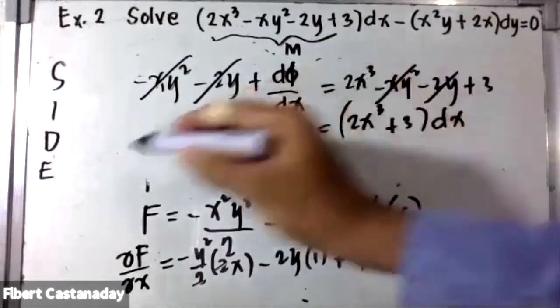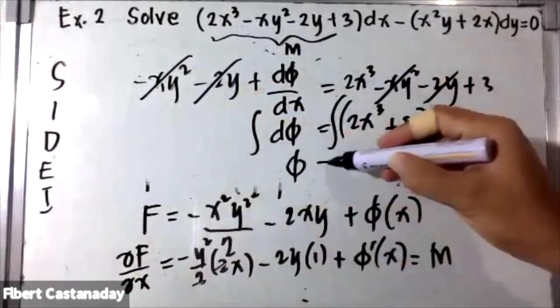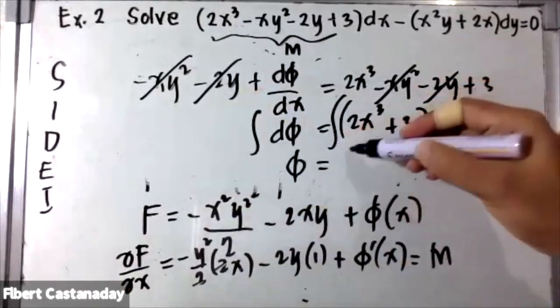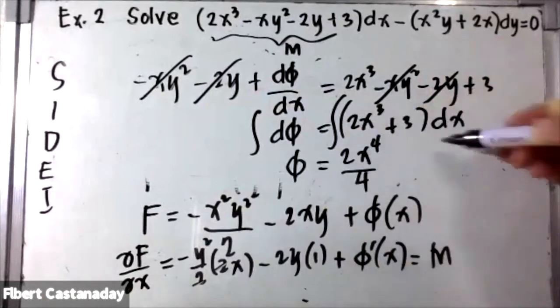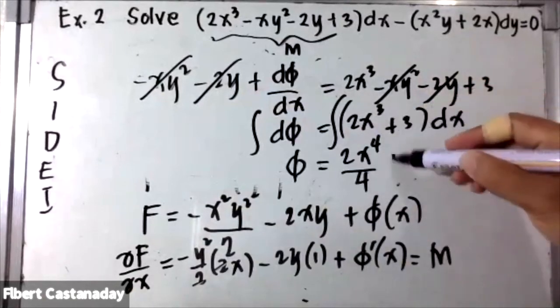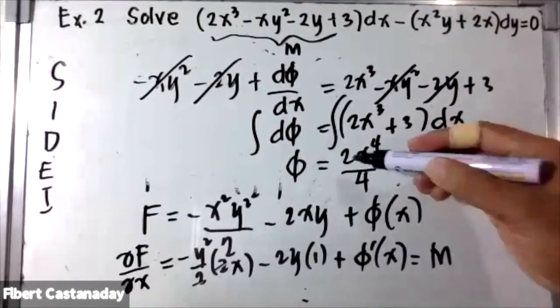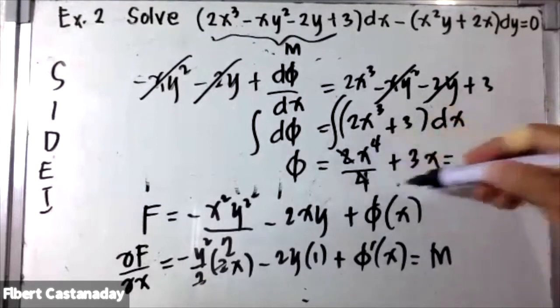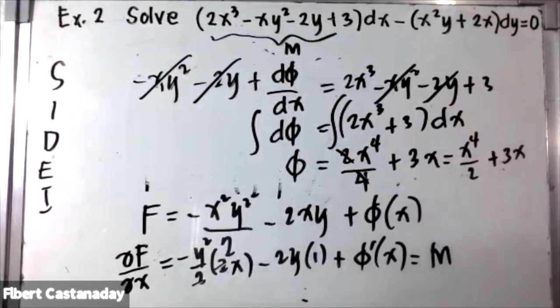And then we integrate both sides of the equation. It will give us the value of phi, which is, first term, 2x to the fourth over 4, our formula, plus integral of 3 dx, so we have plus 3x. So this is the value of our phi. We simplify this: 1/2, or x raised to 4 over 2 plus 3x. Now we plug in the value of phi to this solution.